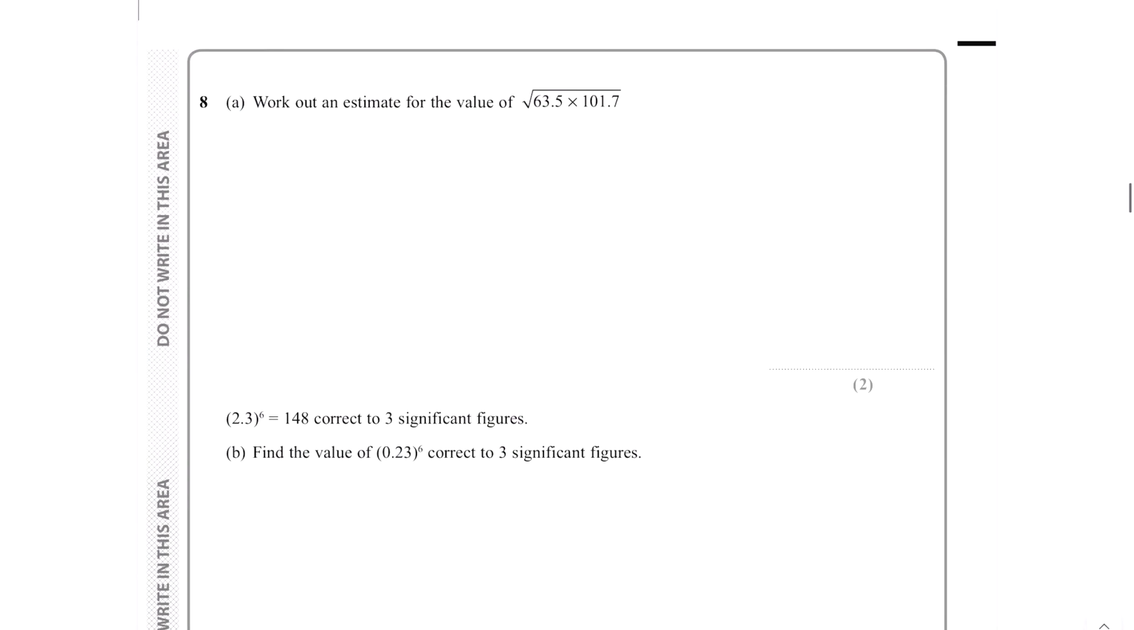Work out an estimate for the value of the square root of 63.5 times 101.7. Now with a question like this, you want to make your life as easy as possible because it is a non-calculator paper. Don't worry about does this one round up and does this one round down or anything like that. Think about square numbers. What's the closest square number you know to 63? That would be 64. And what's the closest square number you know to 101? That would be 100. And then we can write this as root 64 times root 100, which becomes 8 times 10, which is 80.